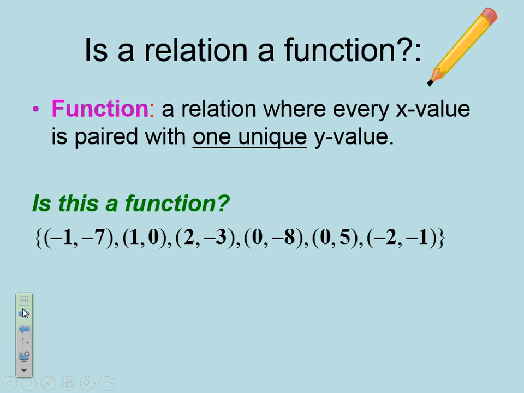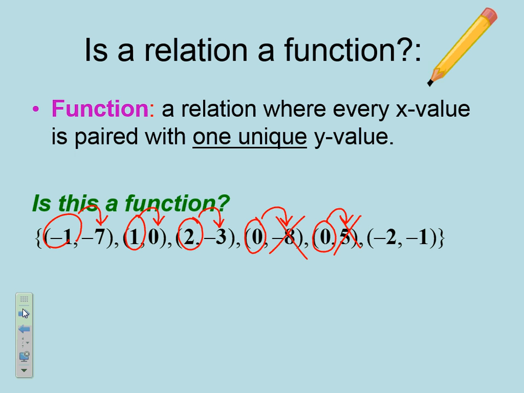Is this a function? Now remember, like that last one, we went through and we said, okay, -1, you're only paired with -7. 1, you're only paired with 0. 2, paired with -3. 0, paired with -8. 0 is paired with 5 as well. This is bad.